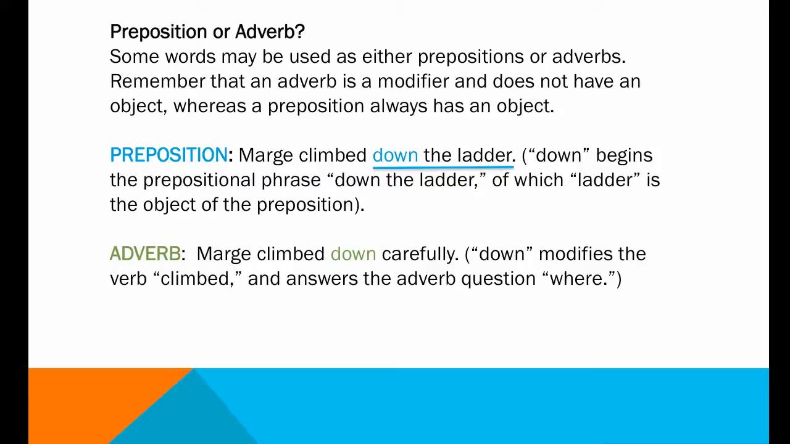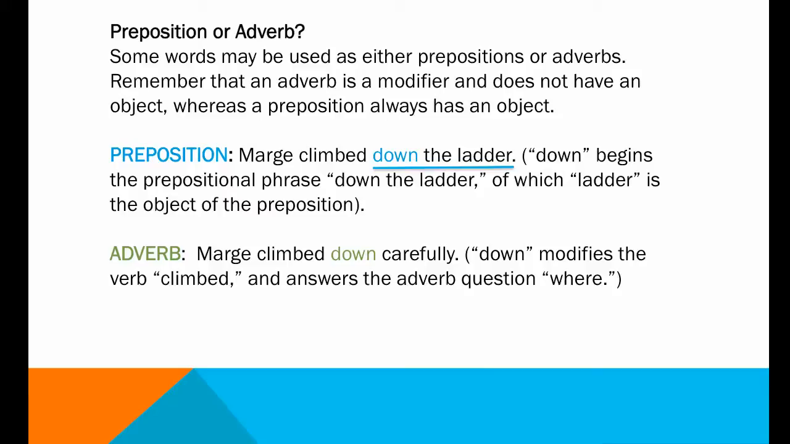So here are some examples. As a preposition: Marge climbed down the ladder. In this sentence, down begins the prep phrase down the ladder. Ladder is the object of the preposition. This whole phrase tells us where she climbed.